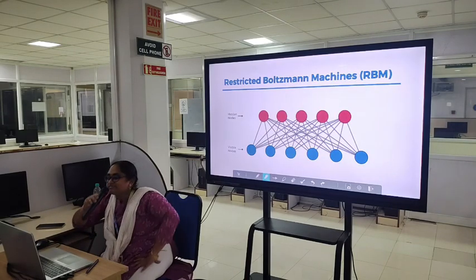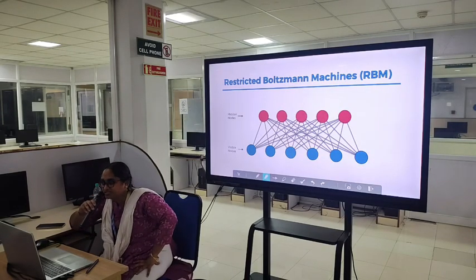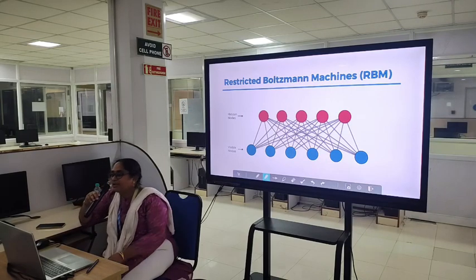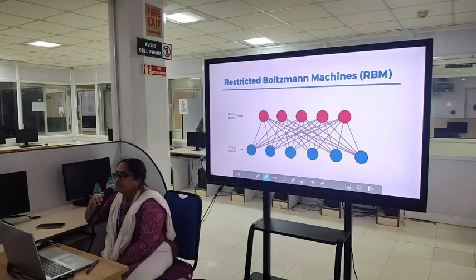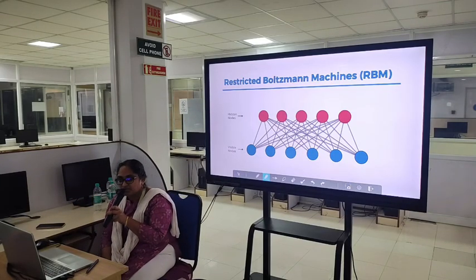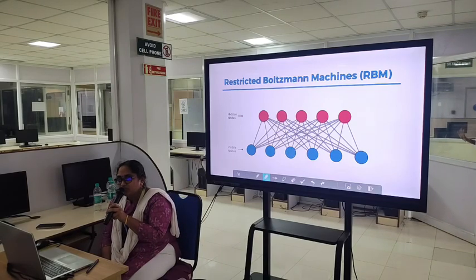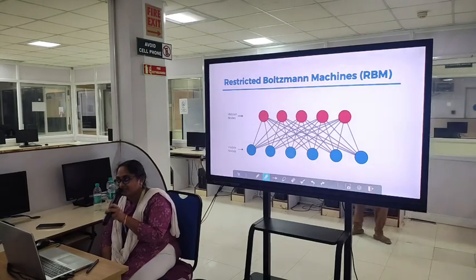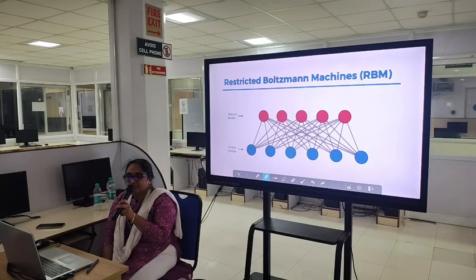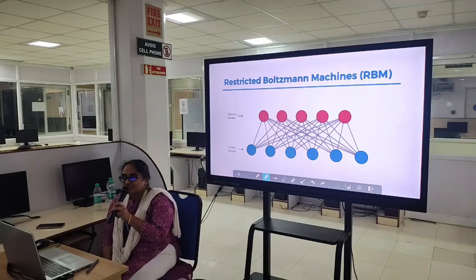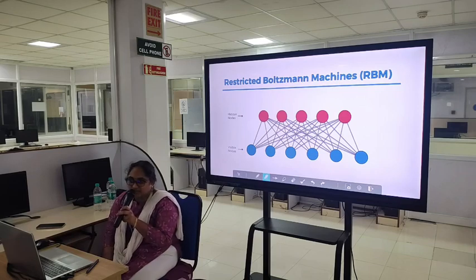So, whatever we studied till now is called a Boltzmann machine. But in general, Boltzmann machines are not directly applied in real-time use cases. We will be using a restricted Boltzmann machine. What is the difference between a Boltzmann machine and a restricted Boltzmann machine? If you look at the diagram, you can understand. See, in a restricted Boltzmann machine, the input layers are not connected to each other. There is no connection between the input nodes. The visible nodes are all connected to the hidden layers only.